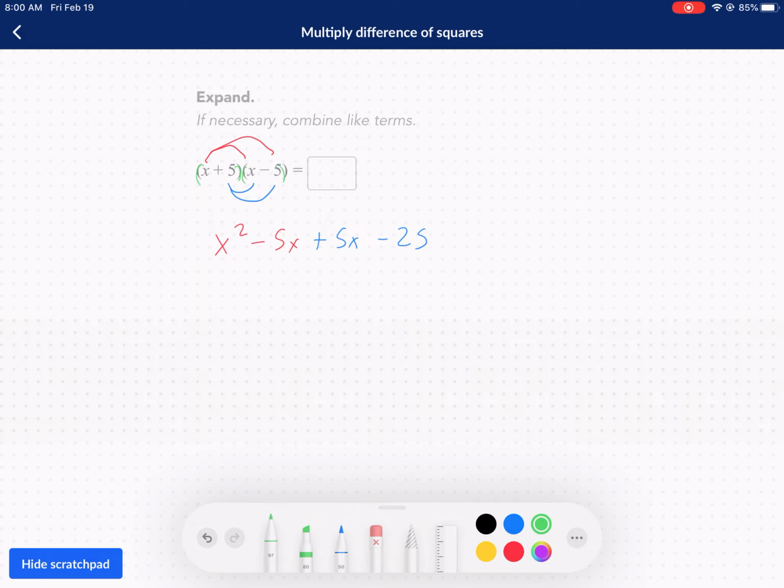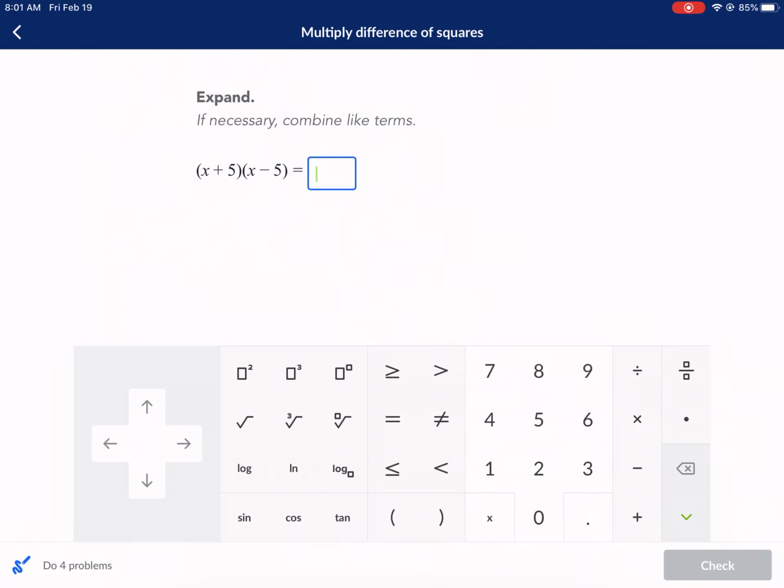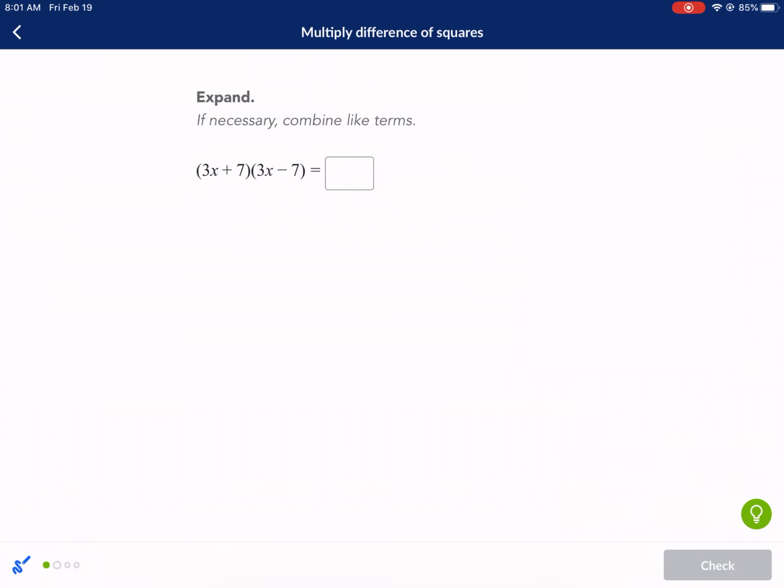So I distribute. What you notice here is these two terms, normally they combine. This time they eliminate. Negative 5x plus 5x gives you 0, so you are left with x squared minus 25. That's why it's called difference of squares. Both this is a square and that is a square, and it's the difference, subtraction. So this is going to be x squared minus 25. And that's going to be the general format.